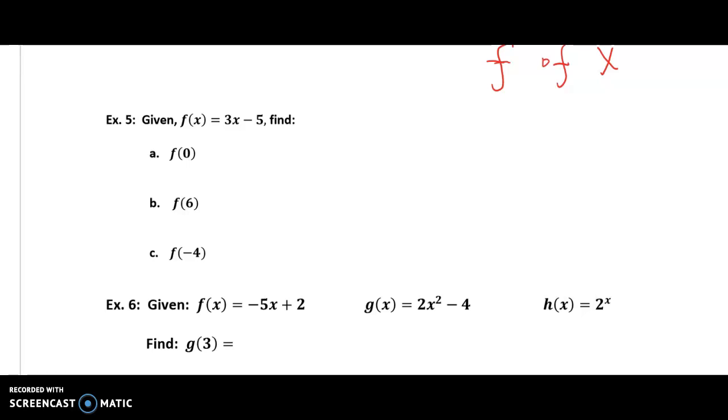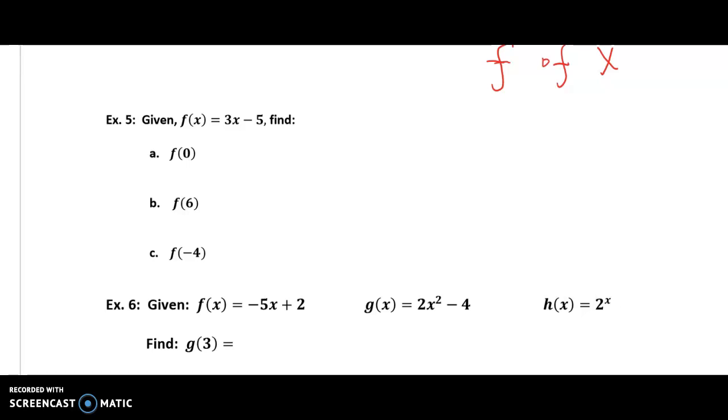Now, in terms of evaluating a function using function notation, what we do is not going to change. It's just the way that the information is given initially to start the evaluation. So take a look at example number 5, which says given f of x equals 3x minus 5. So there's our function written in function notation. Part A says find f of 0.